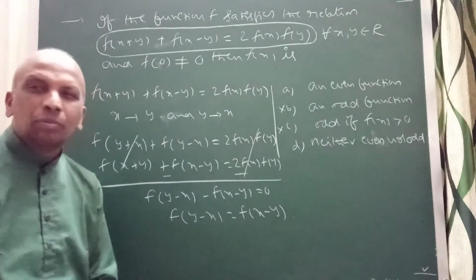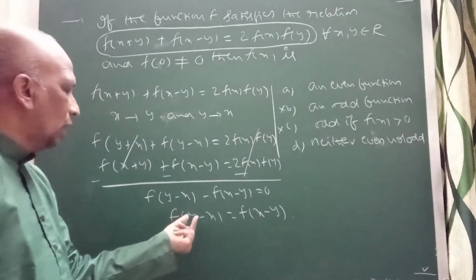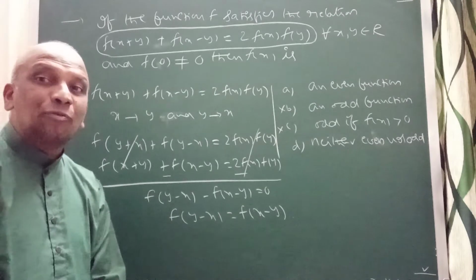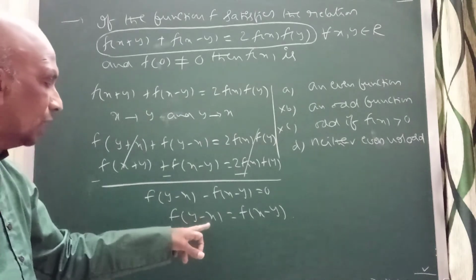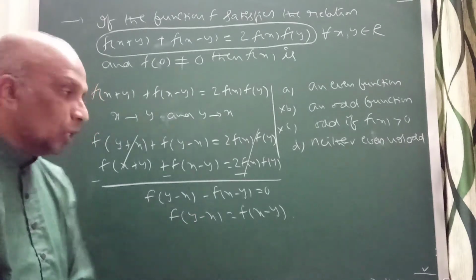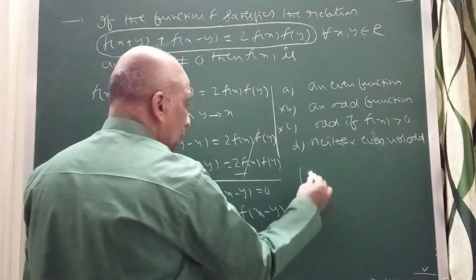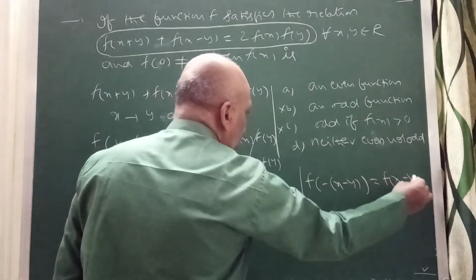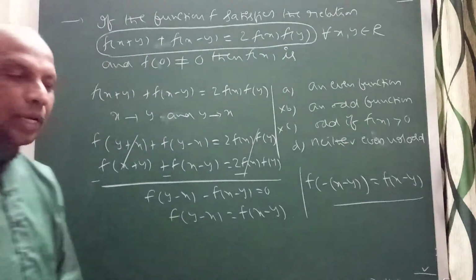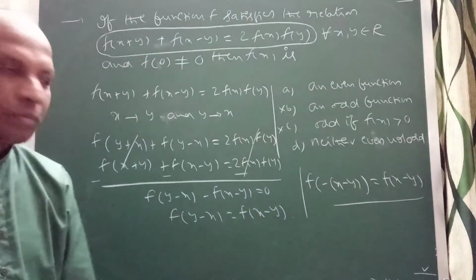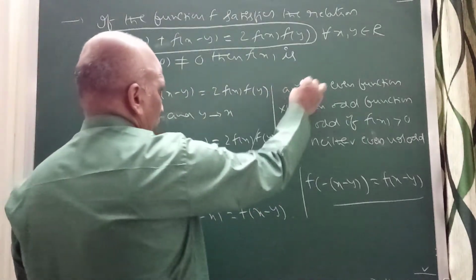You can check now. Replace minus of this, it comes to this only, right? It's an even function. f of y minus x equal to, what is the meaning of this? f of minus of x minus y, correct? You can observe here. So I can write f of minus of x minus y is equal to f of x minus y. Minus of this is f of x minus y. It's an even function. Correct? I can decide it is an even function.